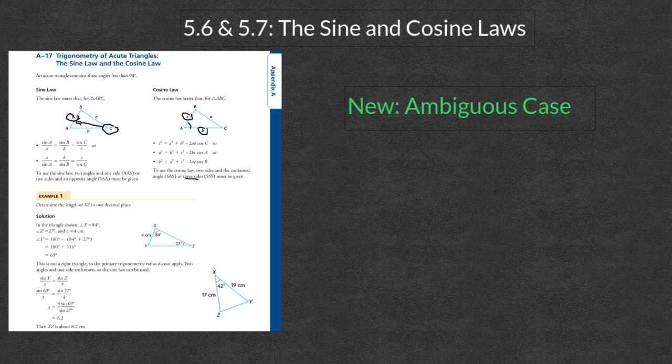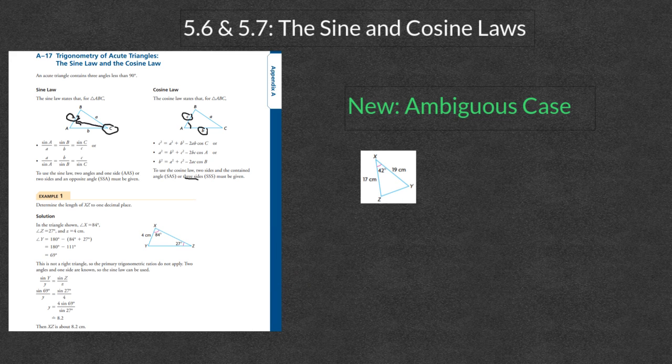The ambiguous cases are a new one now. The ambiguous case occurs, you wouldn't have had one of these in grade 10, an ambiguous case question. This is when we don't have the contained angle in between the sides that we're given.